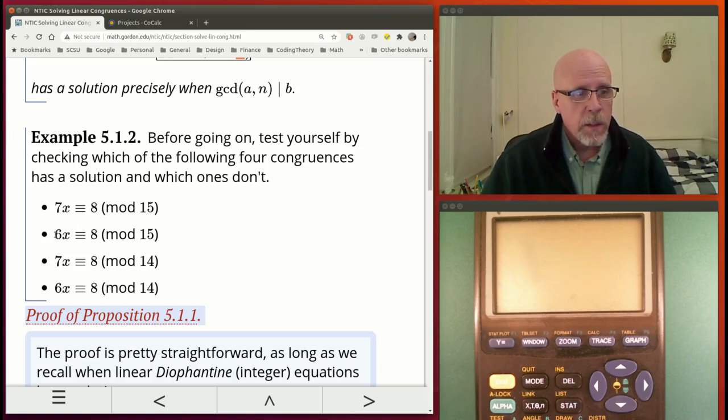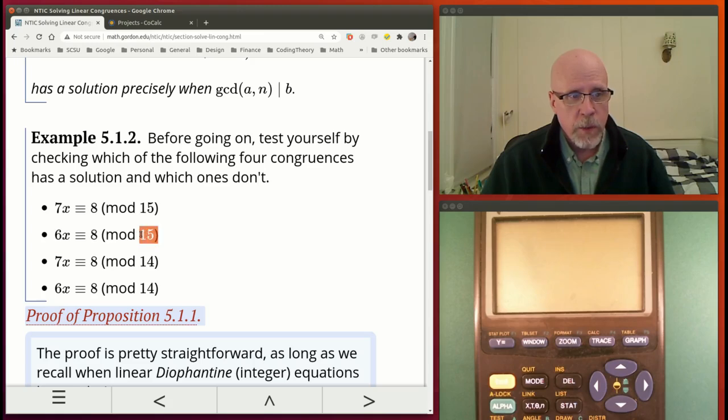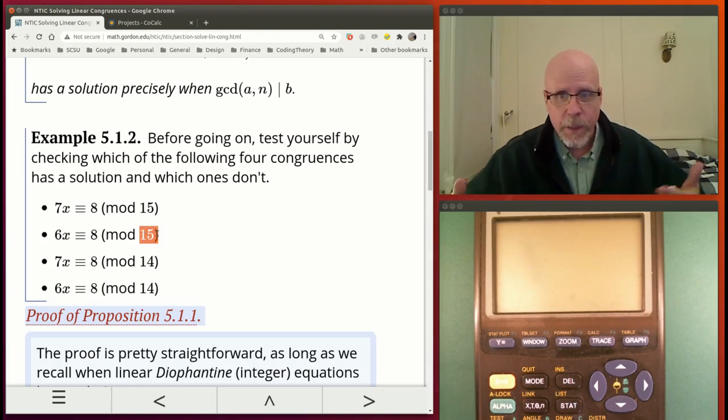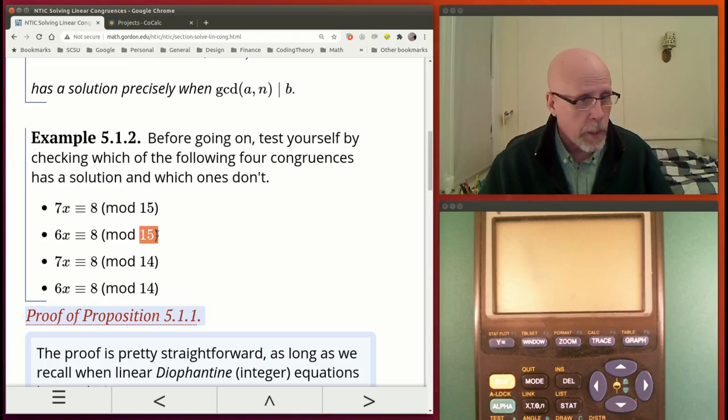Now let's look at the next one: 6x congruent to 8 mod 15. Here the coefficient of x and the modulus 15 do have a non-trivial GCD, right? Their GCD is 3. And does 3 divide into 8? No, it doesn't. So that one should have no solutions according to the proposition.